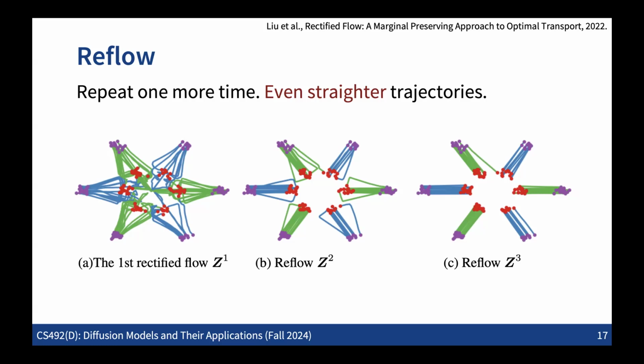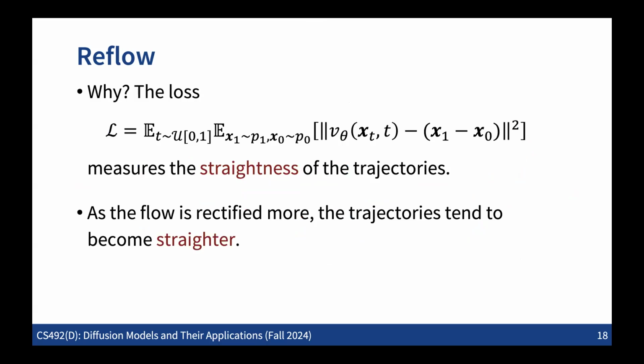And why do you get these straight-line trajectories as you train multiple times? If you look at the loss function again, this loss function itself is measuring the straightness of the trajectories. We are sampling the xt in the middle of the x0 and the x1, and trying to see whether the vector that we are predicting at the xt is heading in the direction from the x0 to the x1, right? Which means this loss function itself is measuring how straight all the trajectories are. Since we are minimizing this loss function more and more as we repeat multiple times, we can see that the trajectories get straighter.